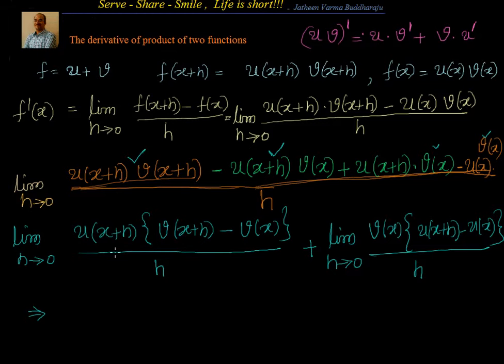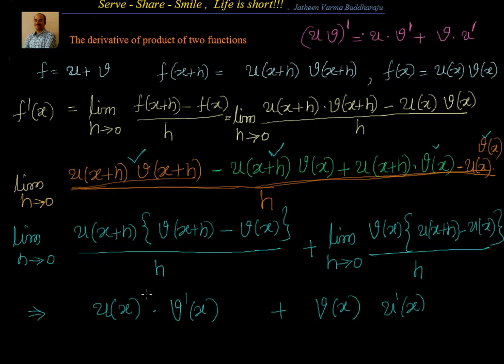Now this is nothing but a product of limits, which you can write separately. Limit of h tends to 0, u of x plus h will be nothing but equal to u of x, and limit of h tends to 0, v of x plus h minus v of x by h is nothing but v dash x. We know that's the definition of derivative. Similarly, we have v of x here, and limit h tends to 0, u of x plus h minus u of x by h is nothing but equal to u dash x.